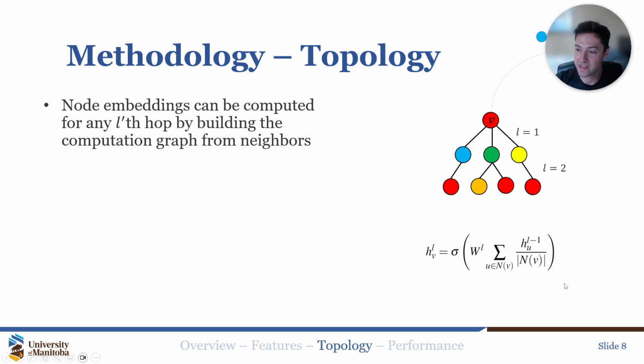And the way that we can do that is through this equation right down here, where we have H sub U, H being the node feature vector. And then what we're doing here is, let's just look at the sum, where it's the sum of U as an element of N.